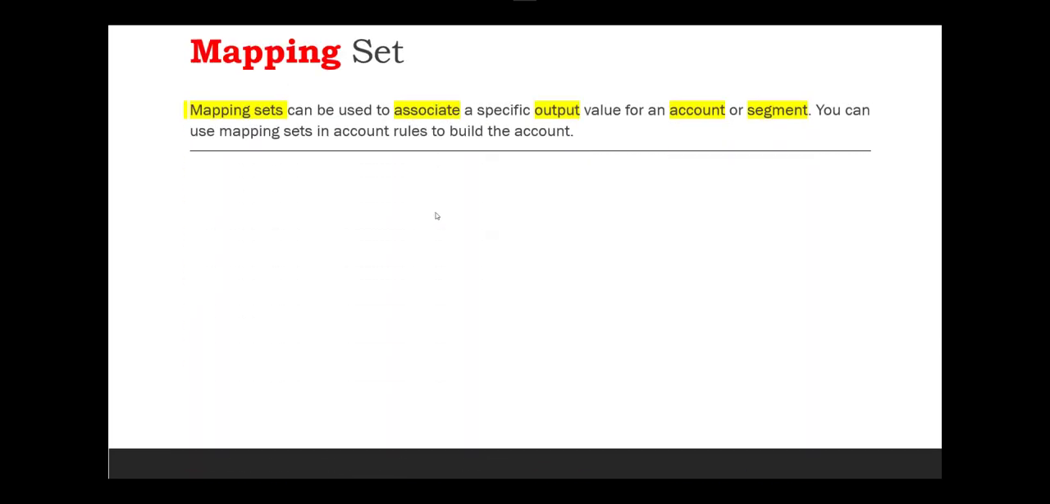Mapping set, as we said, can be used to associate a specific output value for an account or segment. You can use a mapping set in the account rule to build the account. In the mapping set, you will say what if the input is x, the output will be y. If the input is a, the output will be c, and so on.